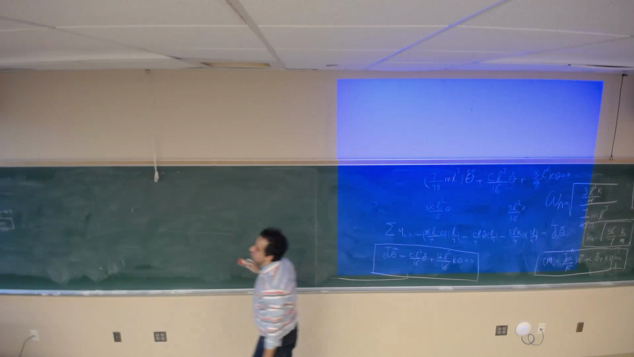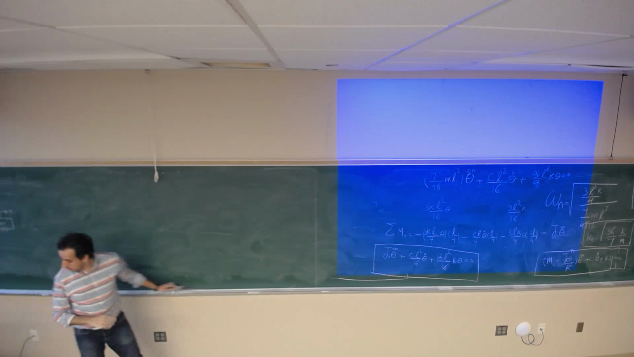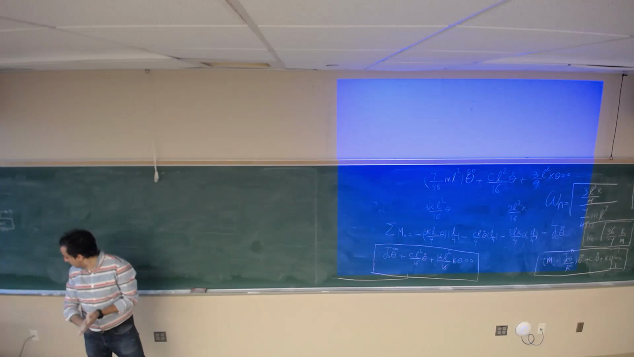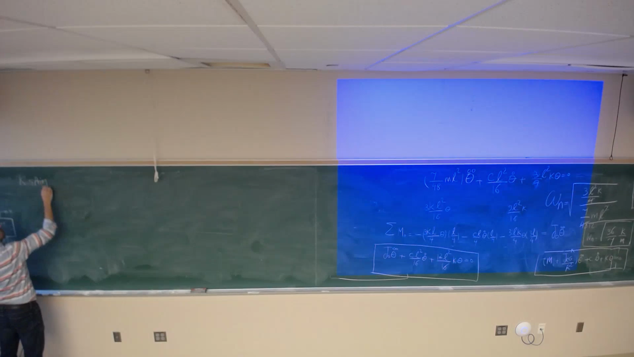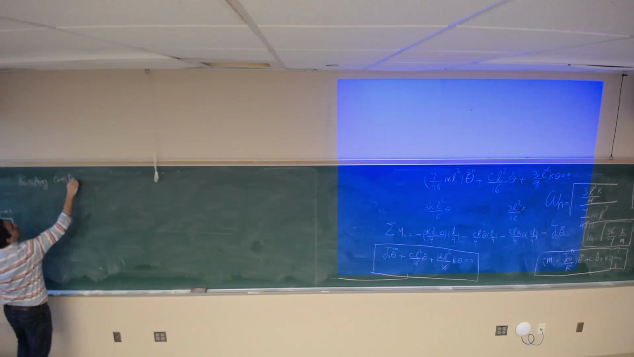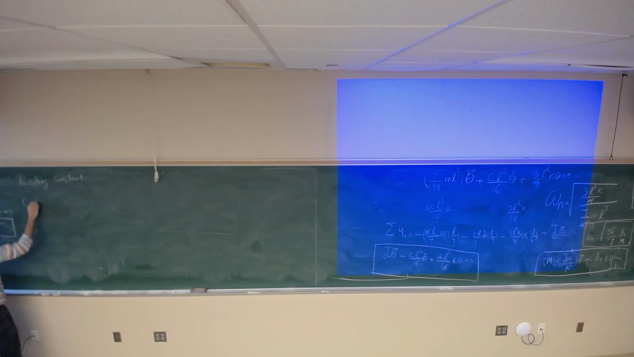We are going to have some new definitions, so make sure that you follow along because it might be confusing. C. A spring constant is K. C is the damping constant or damping coefficient.